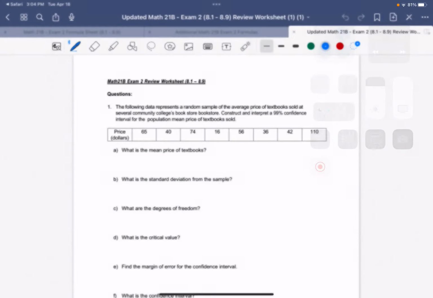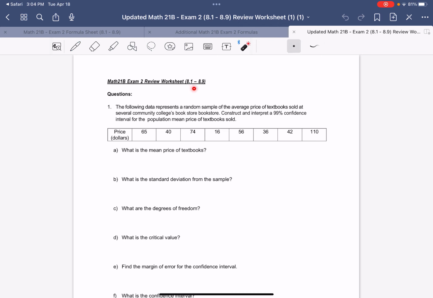Okay, so let's get started, guys. So this is the review for exam 2. It is on sections 8.1 through 8.9. So not on all of chapter 8, but on most of it.